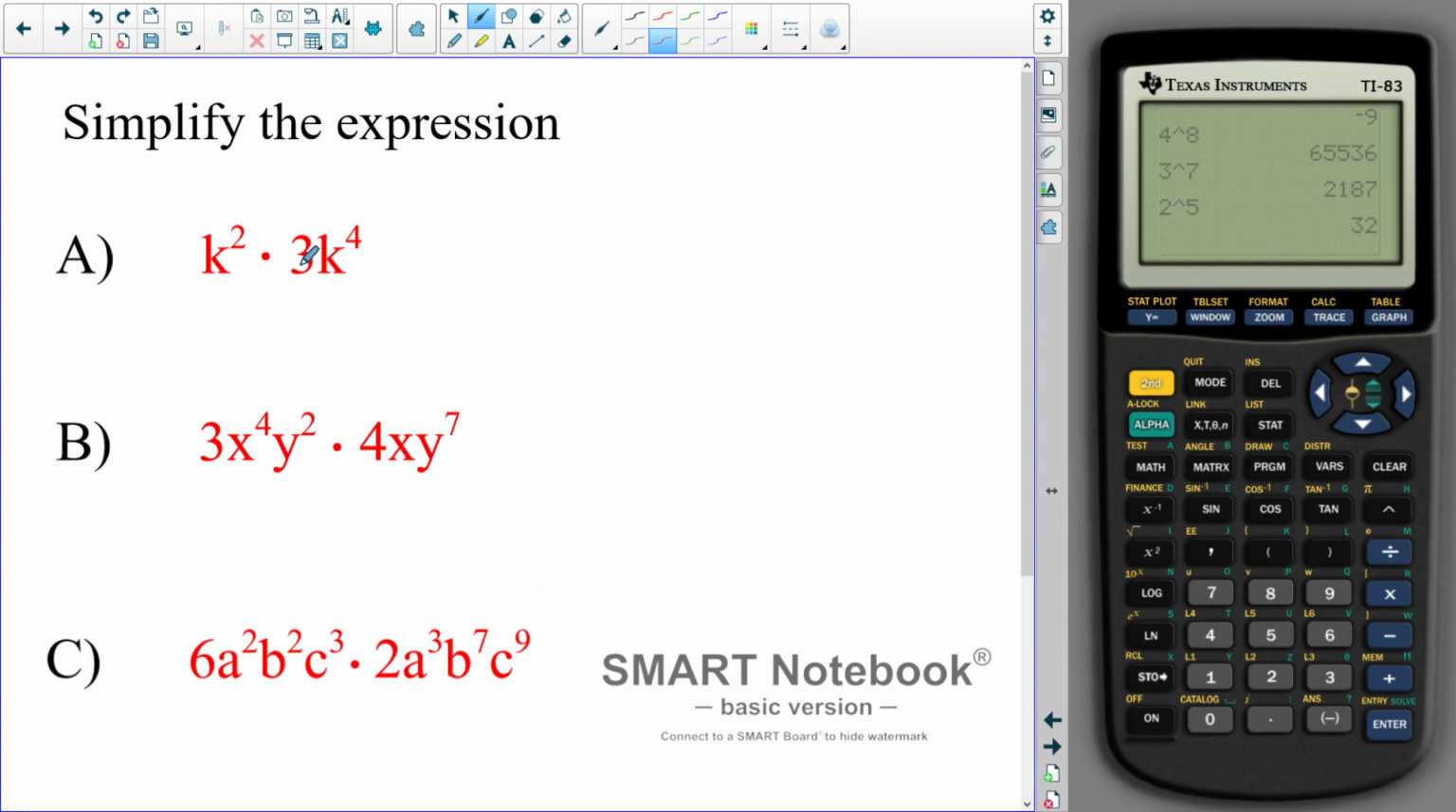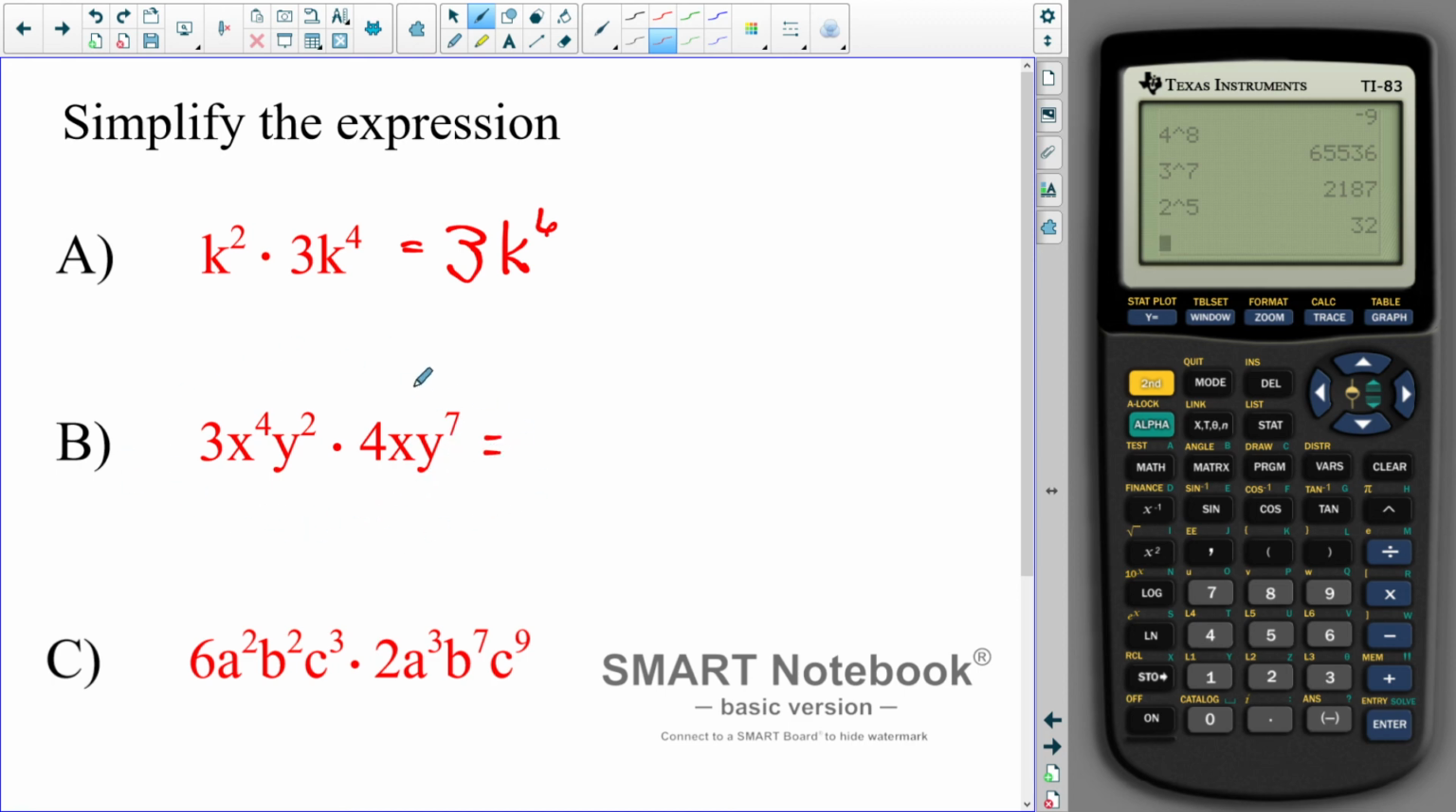Now, here I have 3, and this is a 1 k to the 3rd. So 3 times 1, I'm just going to multiply the numbers together. 3 times 1 is 3. And then if I look at k to the 2nd power times k to the 4th power, that's going to be k to the 6th power. In this expression right here, only the k is raised to the 4th power. The 3 is not. The 3 is actually to the 1st power. So we have 3 to the 1st times k to the 6th.